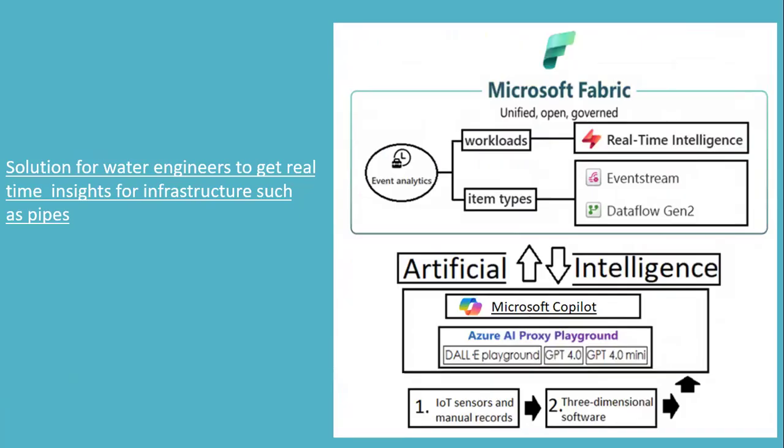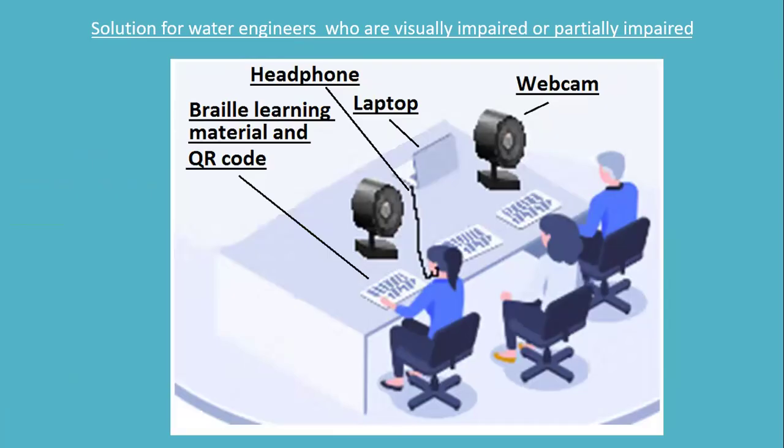This is a more detailed description of how we've used Microsoft Fabric for the workloads for Real-Time Intelligence, with two item types: the event stream and the data flow generation tool. The visual intelligence platform being used is Microsoft Copilot, together with others such as the Azure AI Proxy Playground. The information is derived from IoT sensors, manual records, and data obtained from three-dimensional software.